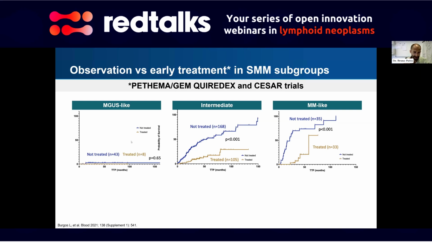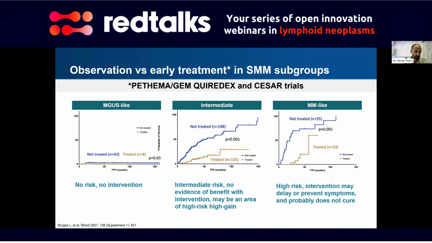And these are the outcomes in terms of time to progression according to MGUS-like, intermediate, and MM-like. These findings are already telling us that few of the patients enrolled in the clinical trials, at high-risk disease according to the Mayo or the older PETHEMA criteria, had MGUS-like disease, meaning that this MGUS-like classifier is complementary to those other risk criteria, and there is no benefit coming from early treatment. In fact, if there is no risk of progression, obviously there is no benefit in intervention.